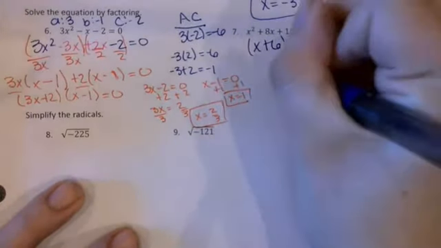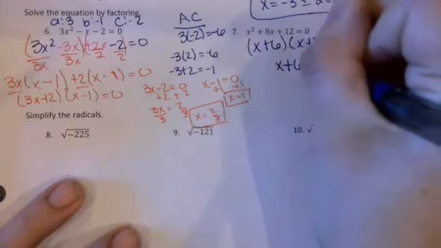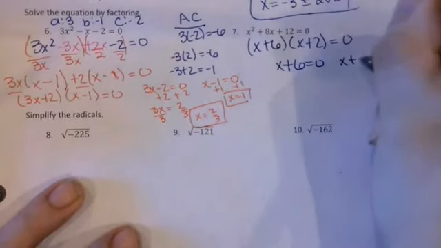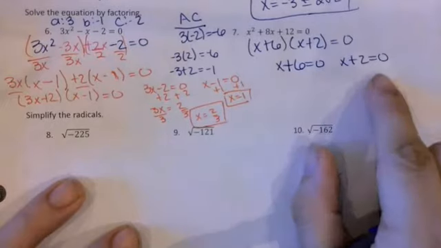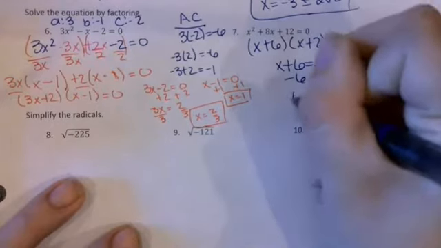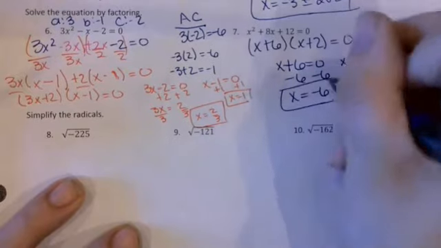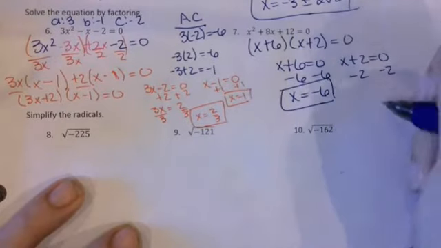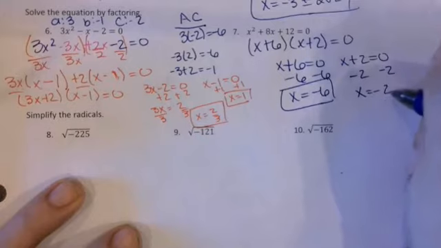Then I take each of my inside pieces, or parenthesis pieces, and set them equal to 0. So I have x plus 6 equals 0 and x plus 2 equals 0. Then I subtract 6 on both sides. I get x equals negative 6 for one of my answers. On the second one, I subtract 2. I get x equals negative 2.